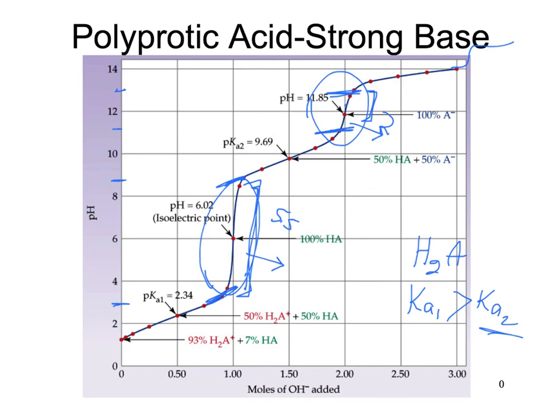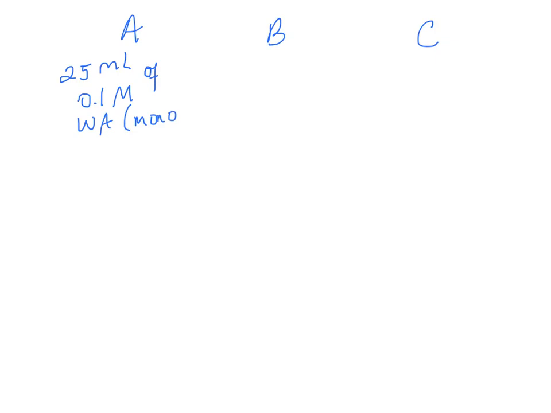Okay, I have a question now. Let's say I have 3 titrations. Let's call it titration A, setting B, setting C. So in the first case, I'm titrating 25 milliliters of 0.1 molar weak acid, and it's a monoprotic weak acid. And I'm titrating it with 0.1 molar sodium hydroxide.